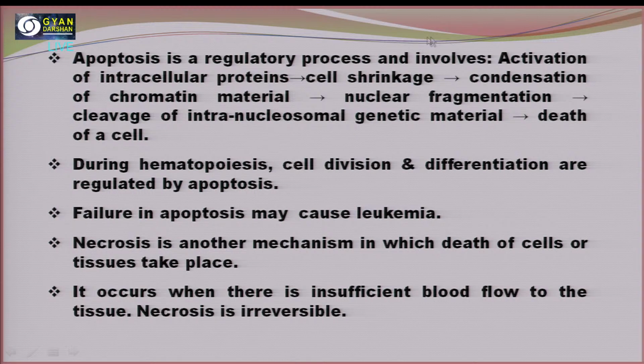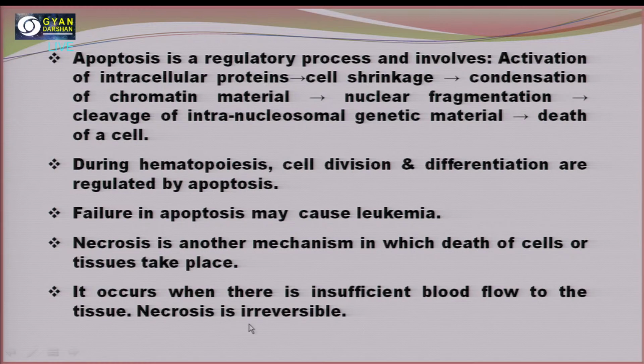Apoptosis is a regulatory process involving the activation of intracellular proteins, cell shrinkage and condensation of chromatin. This apoptosis is very important, as it maintains the cell population inside the body. During hematopoiesis, cell division and differentiation are regulated by apoptosis. Failure of apoptosis may cause leukemia. Necrosis is another mechanism in which death of the cells and tissues takes place. It occurs when there is insufficient blood flow to the tissues.